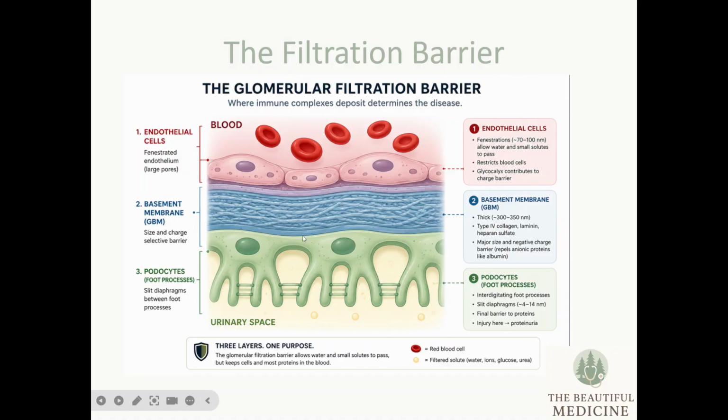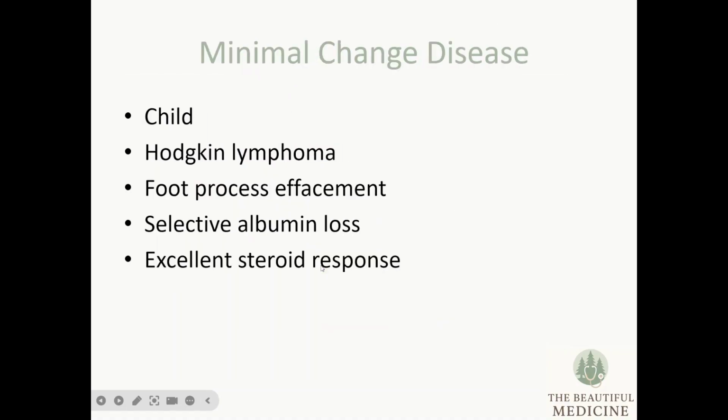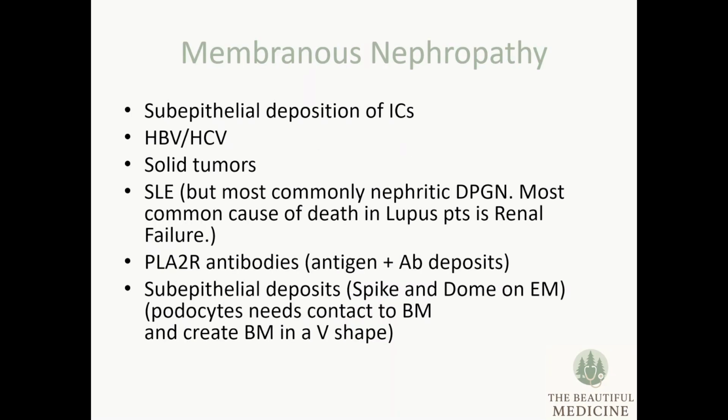So if you form some deposits over here, what are they gonna do? Okay, you got the deposit over here. I'm gonna produce some basement membrane and I'm still gonna be in touch with the basement membrane. So you have your deposit here, I'm gonna produce an extra basement membrane layer, so I'm gonna keep in touch and I'm producing a V shape, dome shape. This is why the spike and dome, right? They produce those spike and dome shapes and create a basement membrane in a V shape.